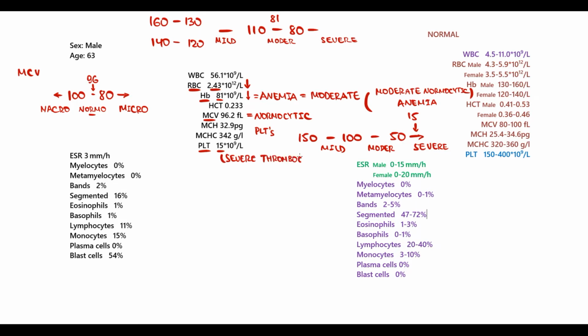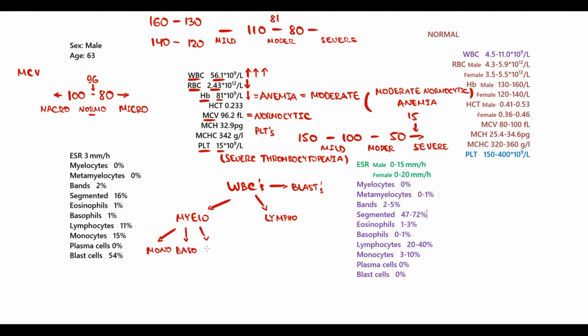The next values that we are looking at are white blood cells. As we see, white blood cell count is 56, which is very high. So now we have to determine due to which cells we have so elevated white blood cell count. And there are three major possibilities. White blood cells consist of three major groups of cells. It's myelocytes, lymphocytes, and blast cells. Myelocytes consist of monocytes, basophils, eosinophils, and neutrophils.